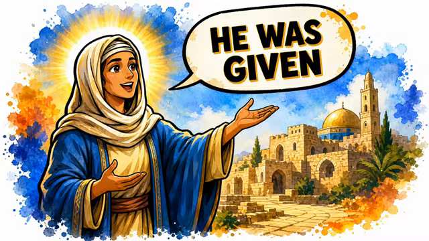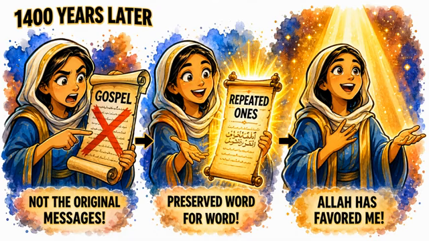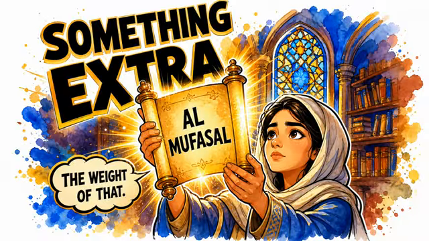In it, the Prophet, peace and blessings be upon him, says that he was given, in place of the Torah, the 7 long ones, and in place of the Psalms, the hundreds, and in place of the Gospel, the repeated ones, and that he was favored, distinguished, given something extra with Al-Mufassal.